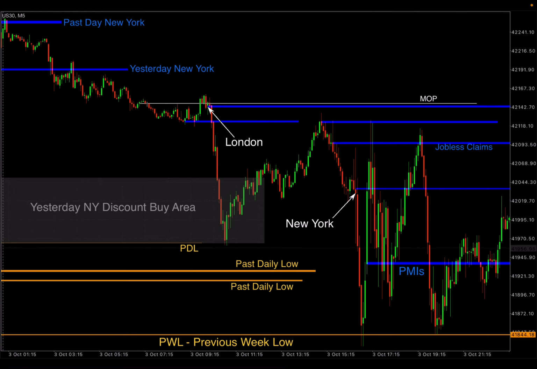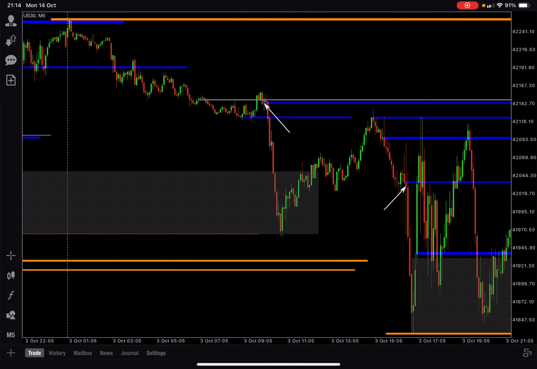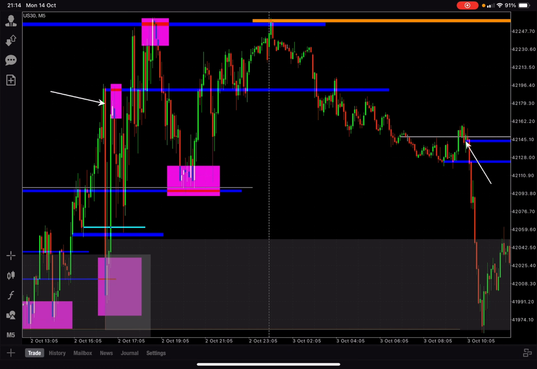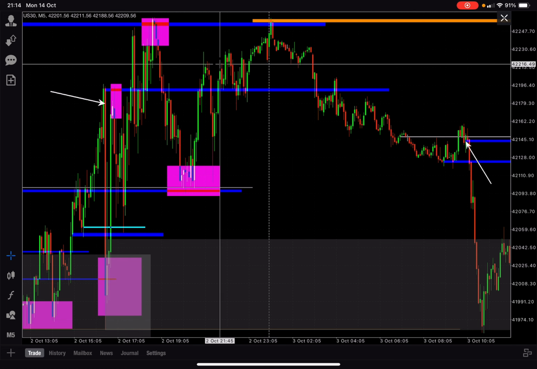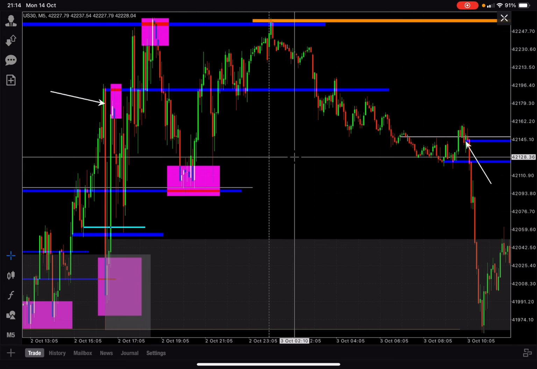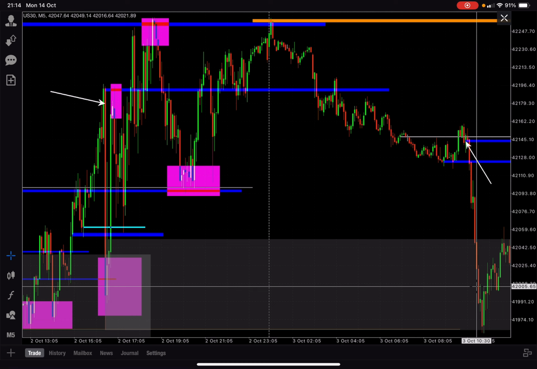You also have PMIs this day, nicely labelled up. Let's go to the chart. So what would you be looking for here? This is your discount buy area, drag that along. You haven't really got a premium sell area here. A lot of wicking about, not real volume going into the market. So overall, you'd be looking for a buy from here.